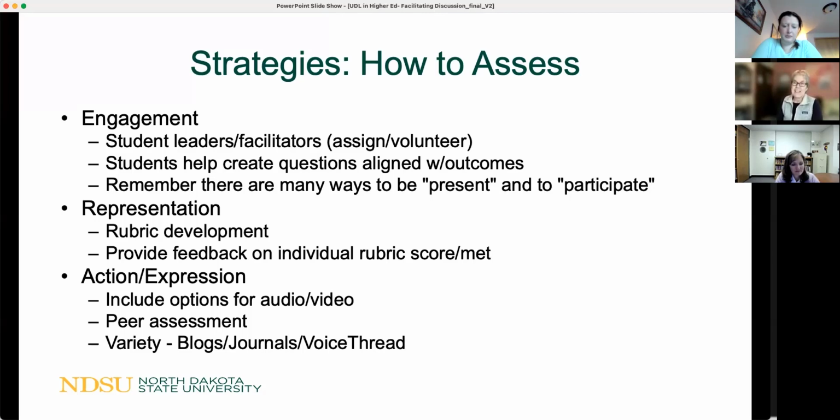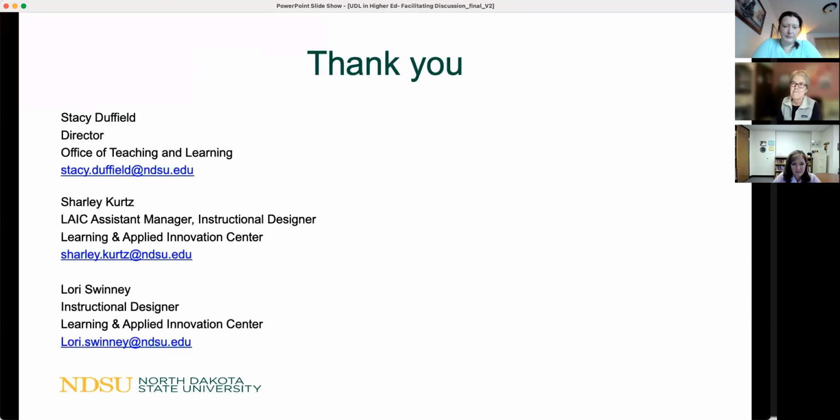So lots of great ideas on how to assess. Of course, it's still a challenge, but these are some ideas to help our students get engaged and give them different ways to express what they're learning.